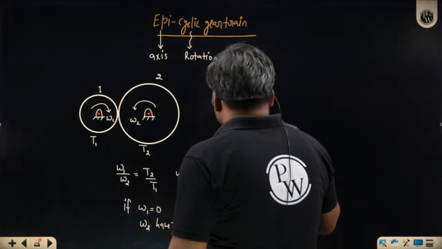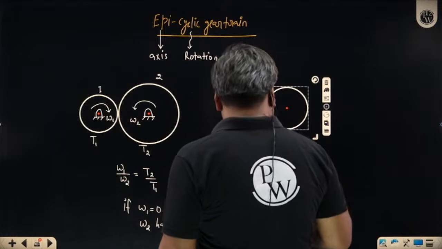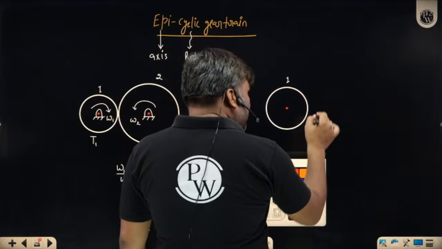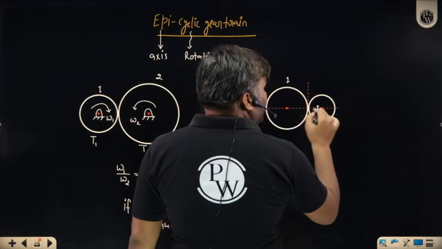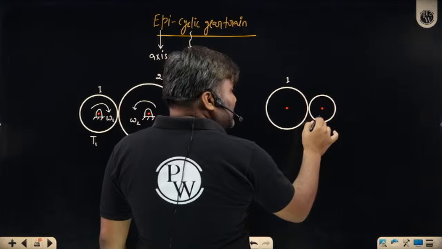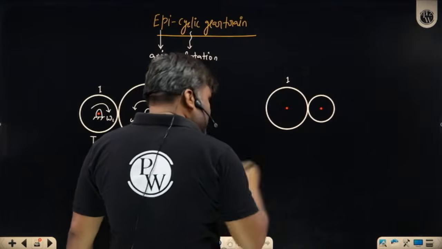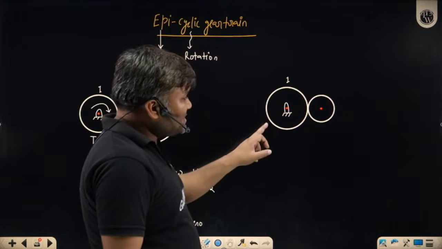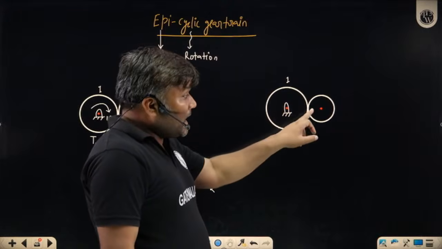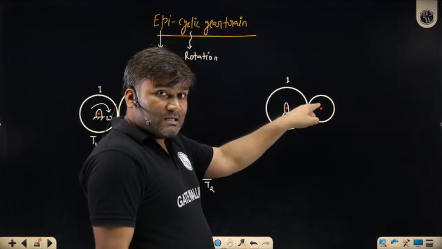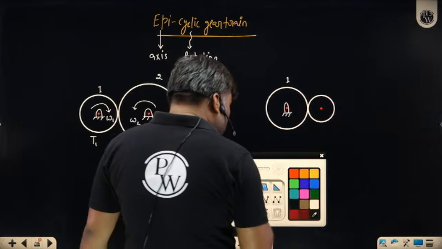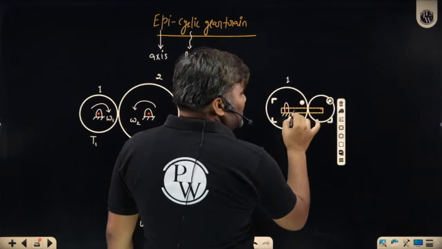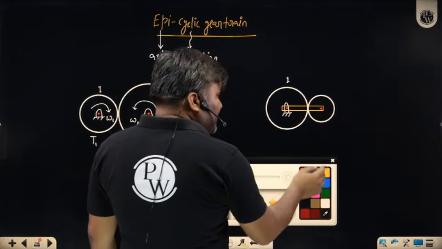On the other hand, if I have one gear, this is my gear number 1, engaging with another gear, and the other gear's axis is not fixed. This gear is rotating about a fixed axis. The other gear's axis is not fixed. How? I have one arm, and I have engaged the gear here.